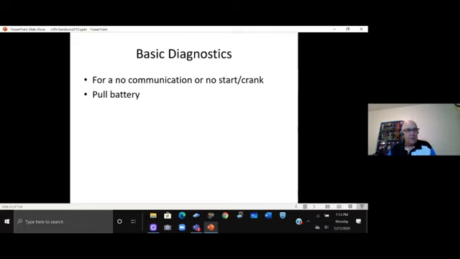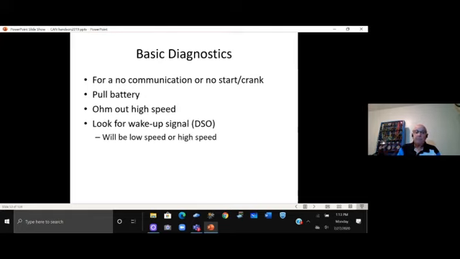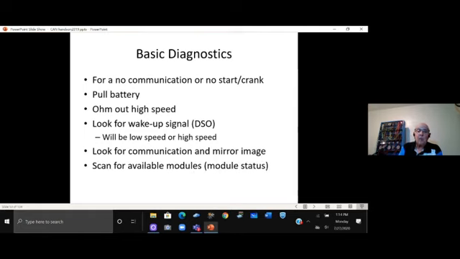You can pull some fuses, pull a CAN bus fuse or whatever. But the main thing is we want the system basically not having any current flowing through it, because we're going to ohm out the high speed. When we ohm out the high speed, then we're going to look for a wake-up signal. And here we're going to use a DSO, and you can use a single channel DSO for this. Then we're going to look for communications in something we call a mirror image. And then we're going to scan for available module or module status.